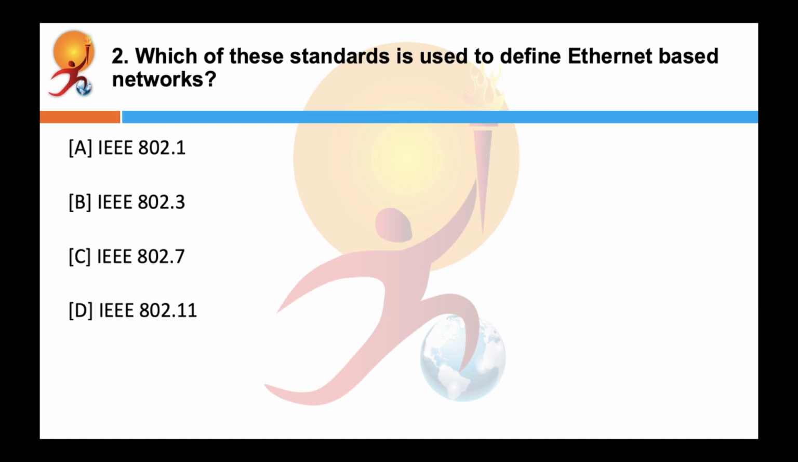Which of these standards is used to define Ethernet-based networks? Correct answer is B. IEEE 802.3. It is a set of standards put forth by the Institute of Electrical and Electronics Engineers that define Ethernet-based networks, as well as the name of the working group assigned to develop these standards.